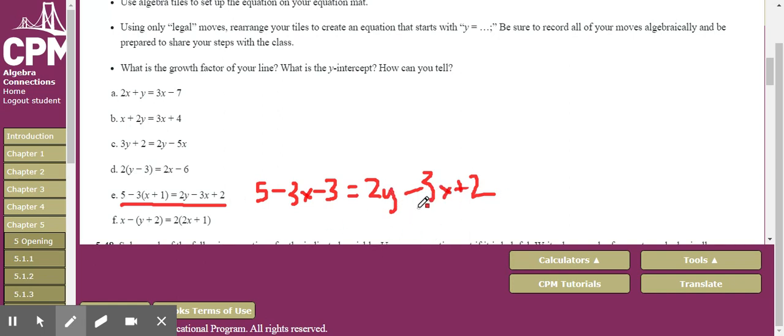So now what I want to do is isolate y on one side and move everything else to the other. So we're going to add 3x and we're going to subtract 2 from both sides. So we're adding 3x and we're subtracting 2.